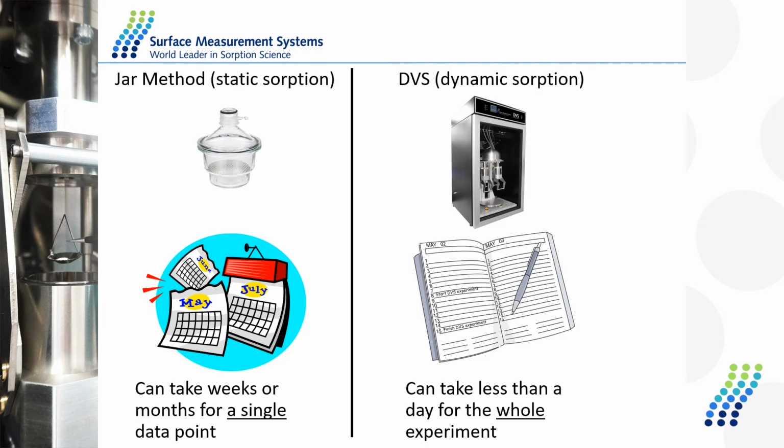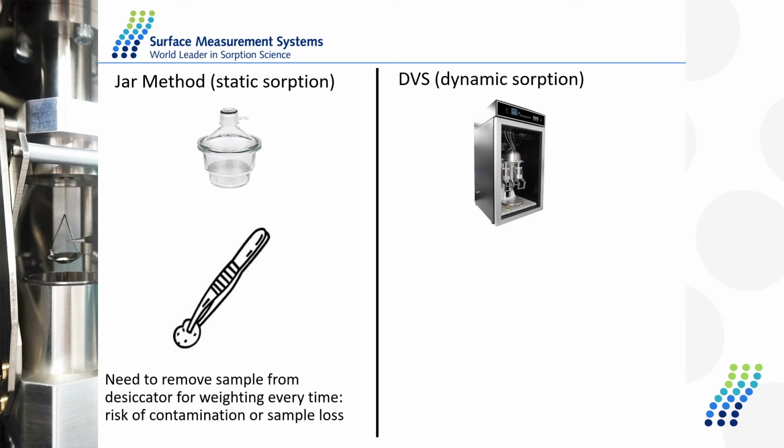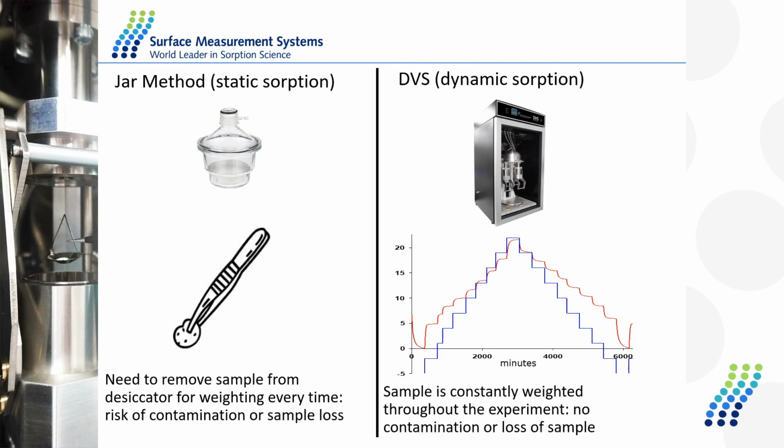You need to put it on the balance and record it. This creates an issue of potential cross-contamination whenever you expose it to the outside condition of the lab temperature and the lab humidity. Put it back in. Now, different users, different scientists can take longer or shorter time whenever you do this type of experiment, consequentially introducing an extra error. In a DVS, the entire experiment happens in situ on the balance.